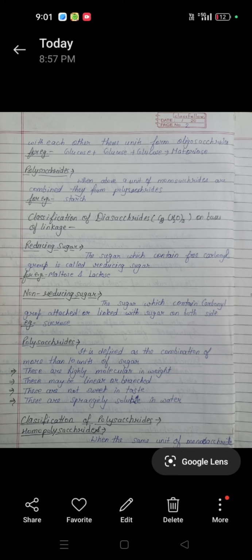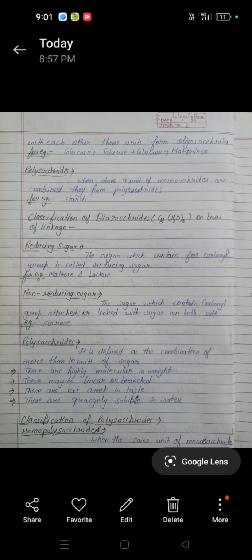First of all we will discuss reducing sugars. What are reducing sugars? The sugars which contain a free carbonyl group are called reducing sugars. For example, maltose and lactose. Then we will discuss non-reducing sugars. These are sugars whose carbonyl group is linked with sugar on both sides. For example, sucrose.